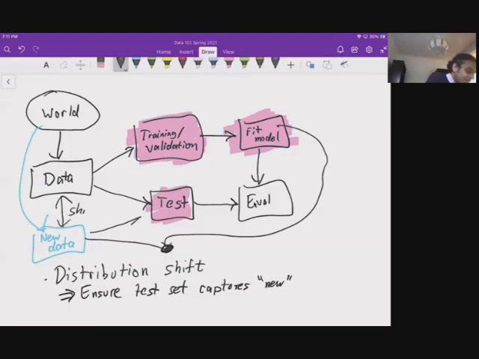So there's a shift in the distribution of the data from when we train it and evaluate it and all that, to when we use it in the real world. And this happens a lot. This happens in pretty much every real world data science machine learning problem that I've seen. And so it's important to account for it.